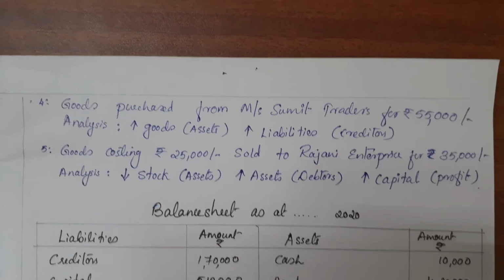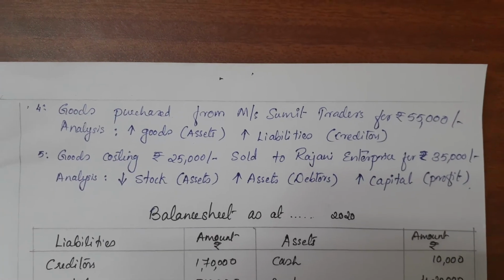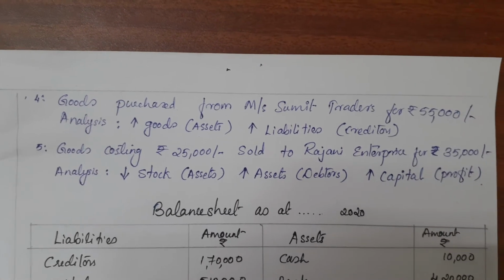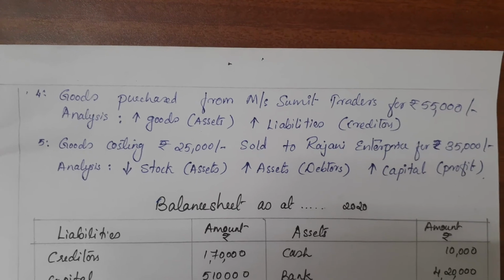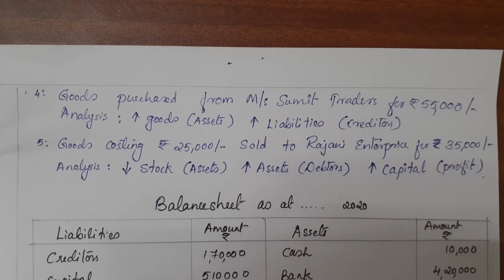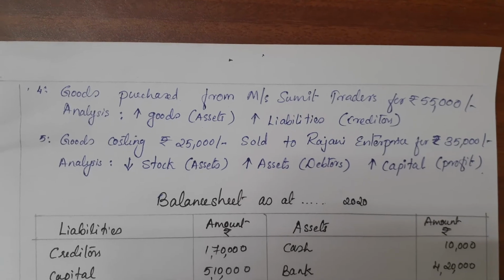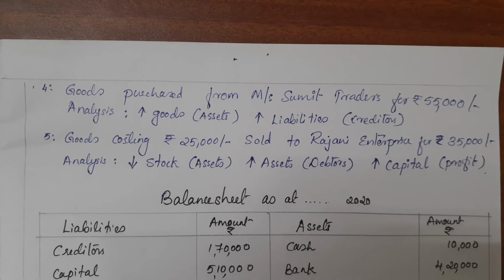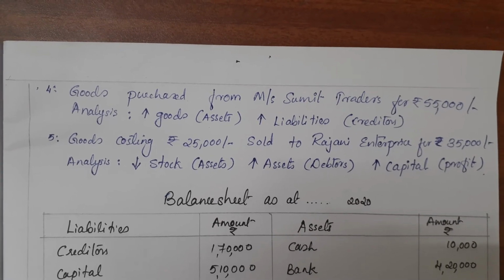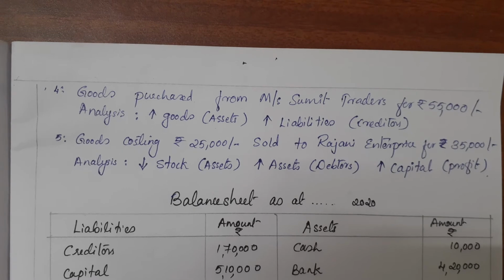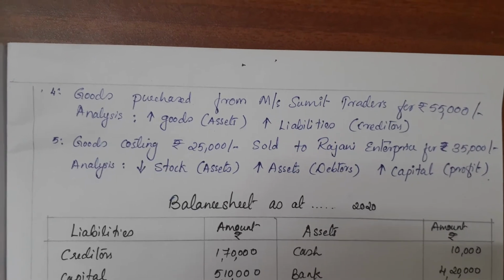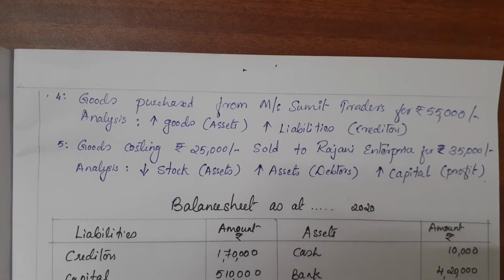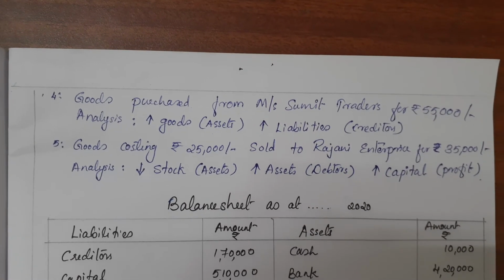Now the fourth transaction is goods purchased from Miss Sumit trader for rupees 55,000. Here goods is your asset, that is your stock. So your asset is increasing, and here you're not paying cash. Otherwise it would have shown goods purchased for cash rupees 55,000. So when the person's name or the trader's name is mentioned, you have to understand you have not paid the cash. So Miss Sumit is again a creditor, so your liability is increasing.